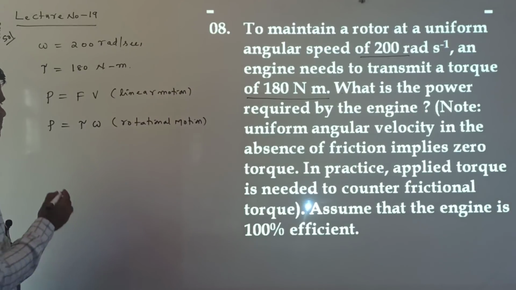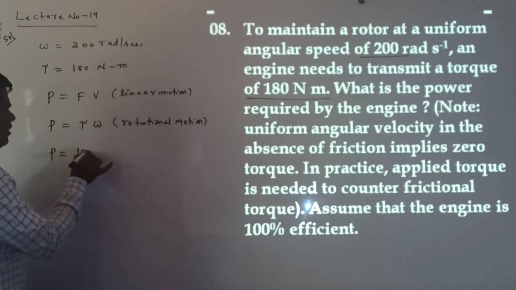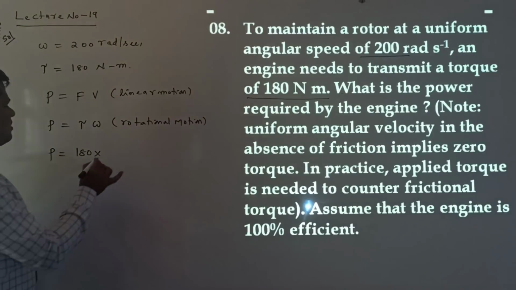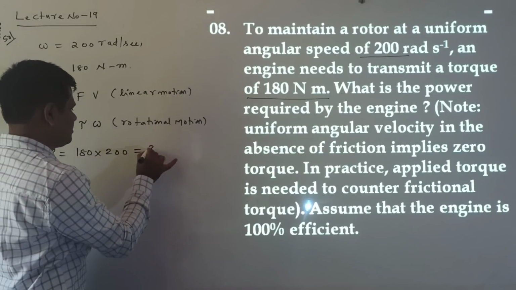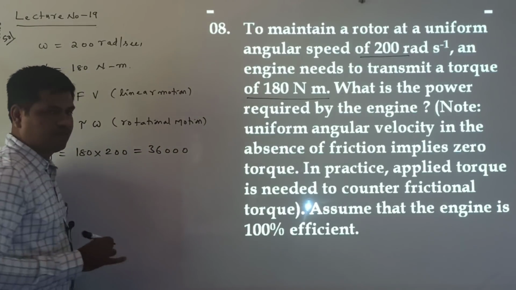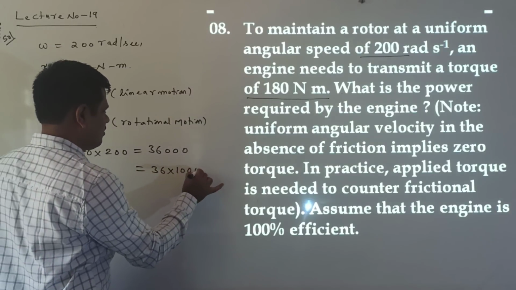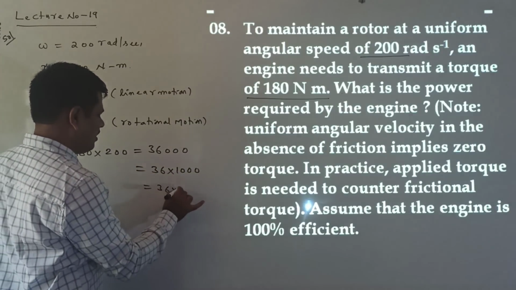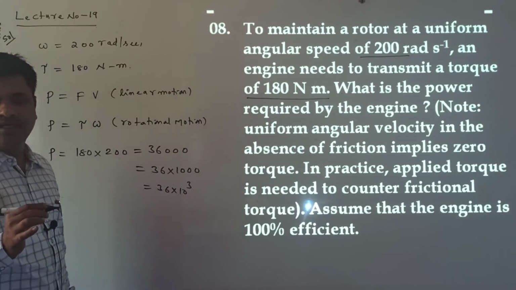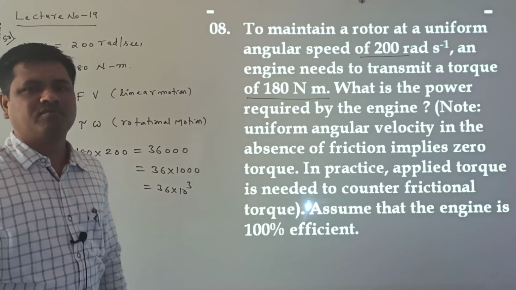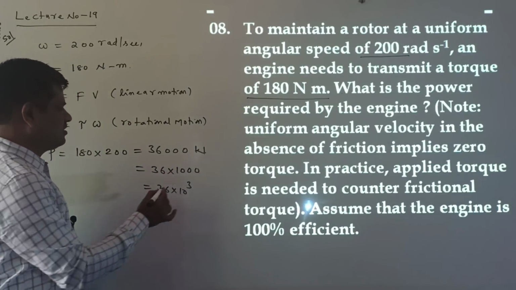Tau into omega. Now here tau means the torque, given 180. Now omega is equal to 200, given. 180 into 200, so what is here? 36,000. 36,000 means 36 into 1000, means 36 into 10 power of 3. What is coming here? That is considered as a watt. Power is measured in watt. So this is also watt here.